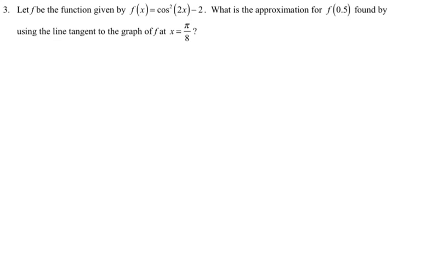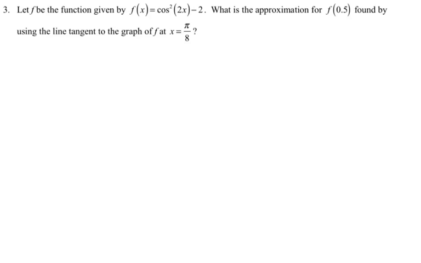All right, let f be the function given by f of x equals cosine squared of 2x minus 2, which almost feels like the last integrand, but when you make enough of these problems, you kind of repeat some trends. What is the approximation for f of 0.5 found by using the line tangent to the graph of f at x equals pi over 8? So this is a tangent line question, and then we're going to sub in.